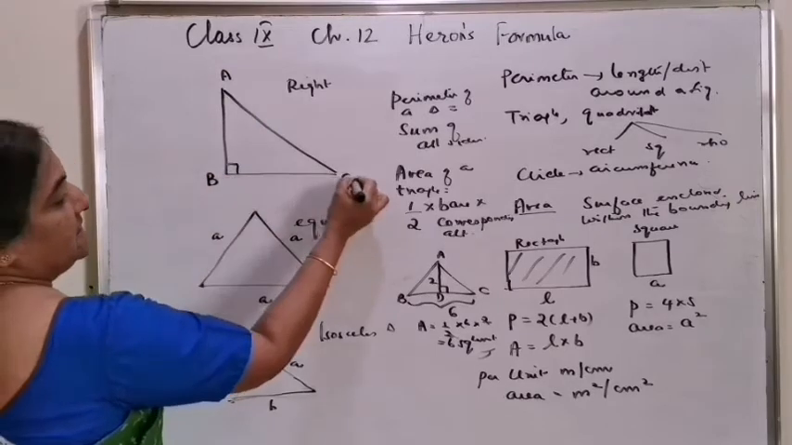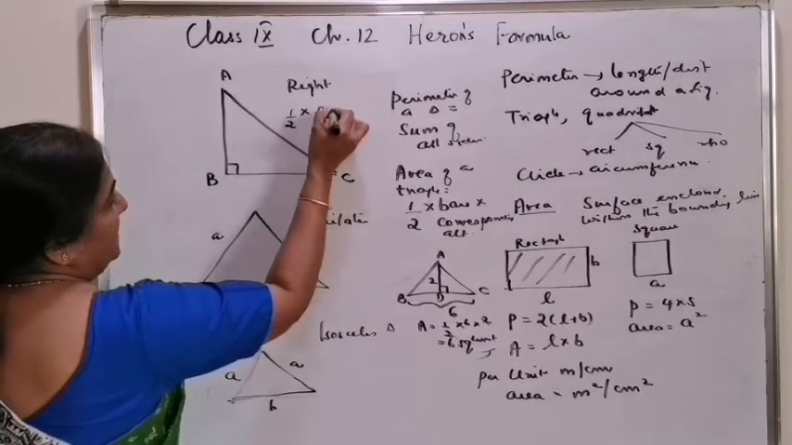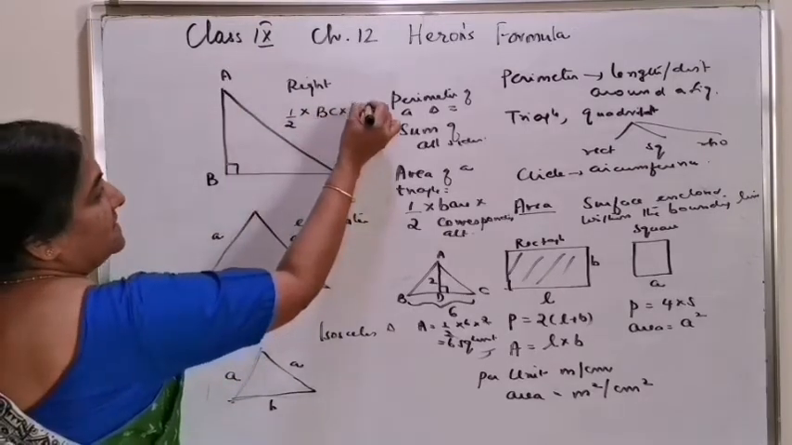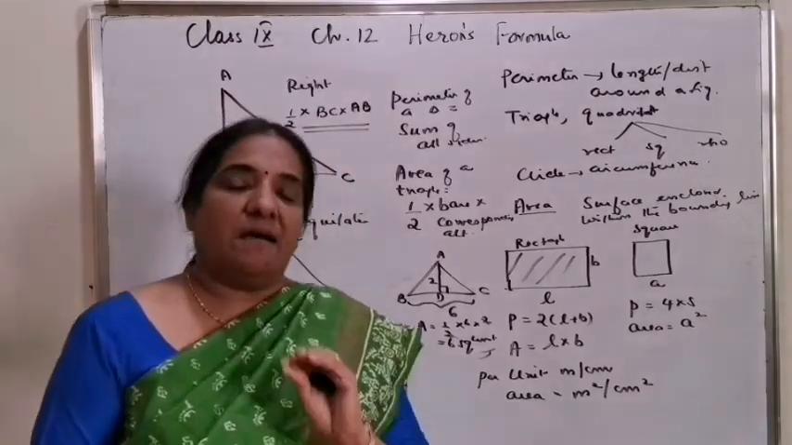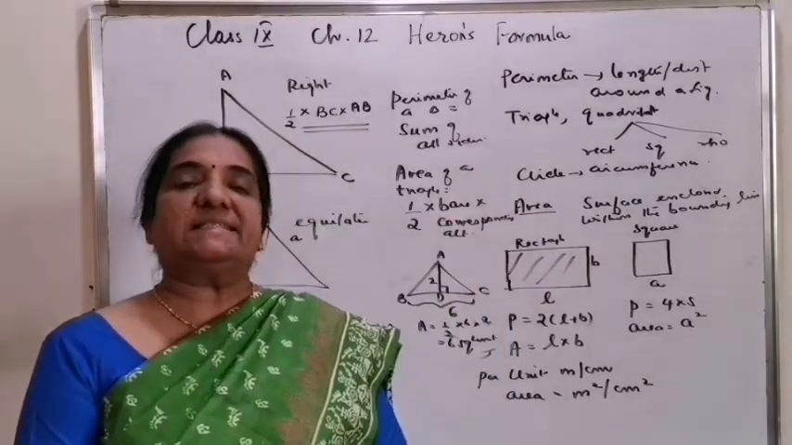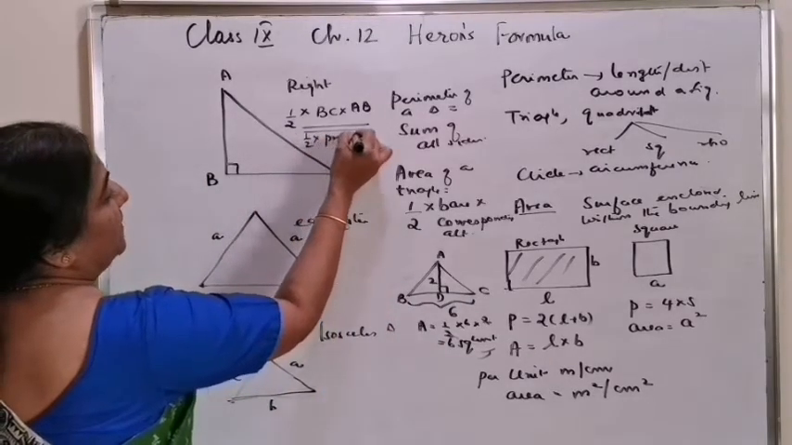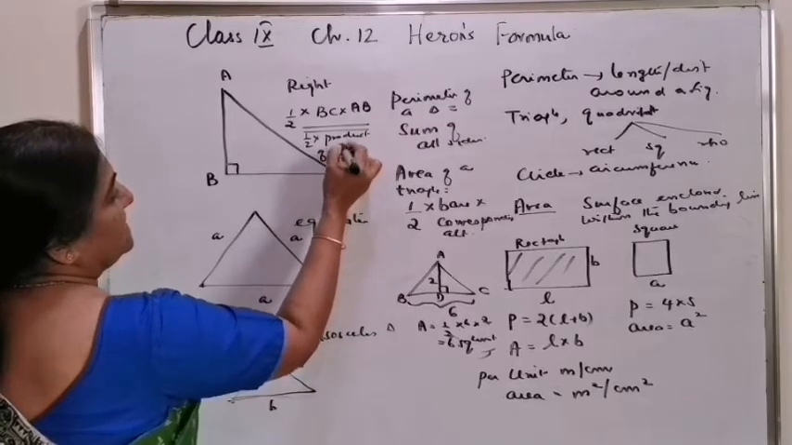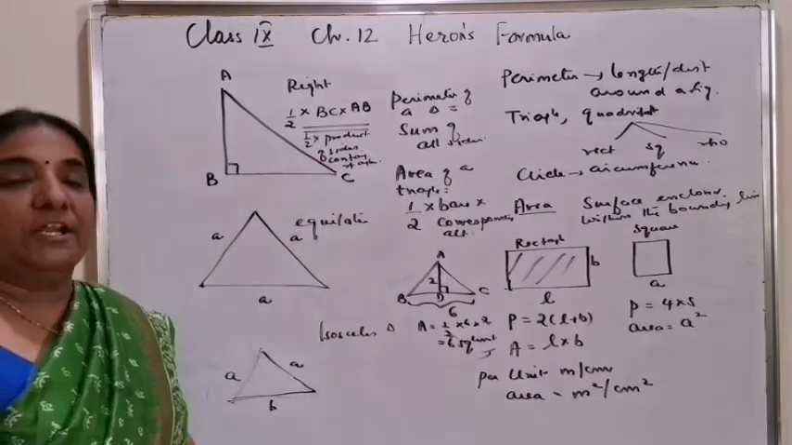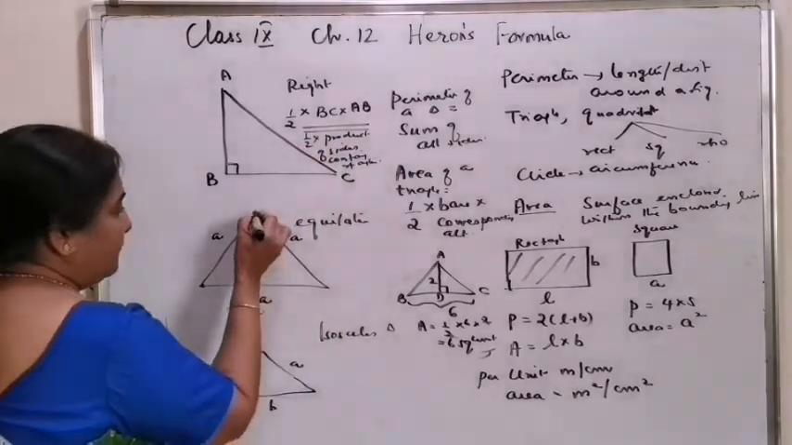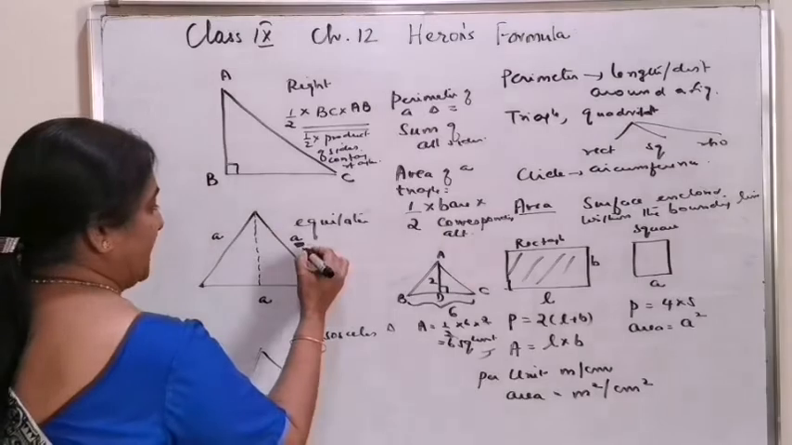Now for a right triangle, in the figure ABC is a right triangle. So immediately, half into the base BC, and AB is itself an altitude. So the area of a right triangle is half into the product of the sides containing the right angle.